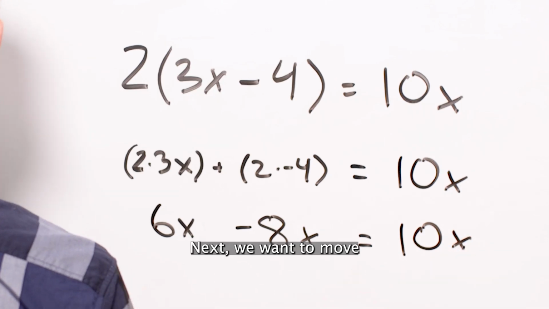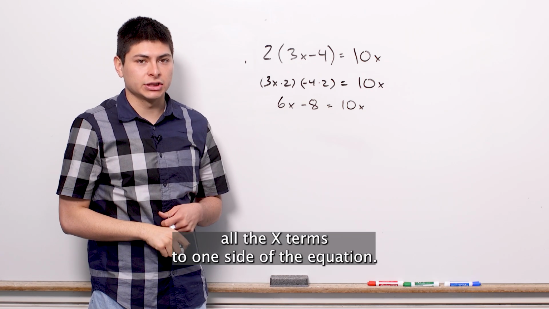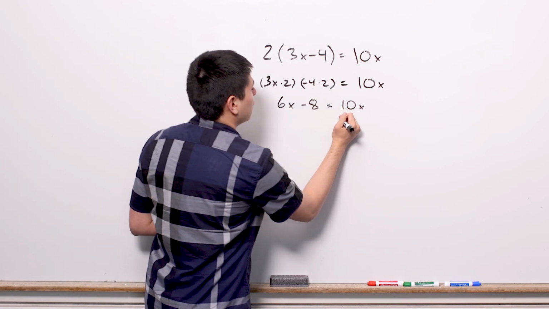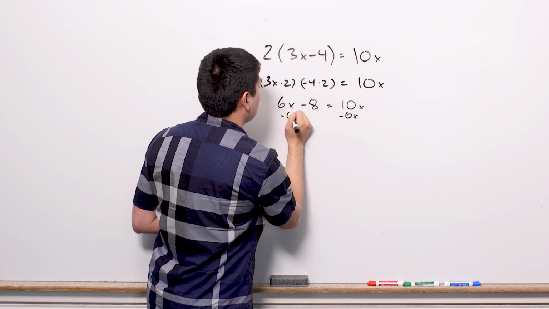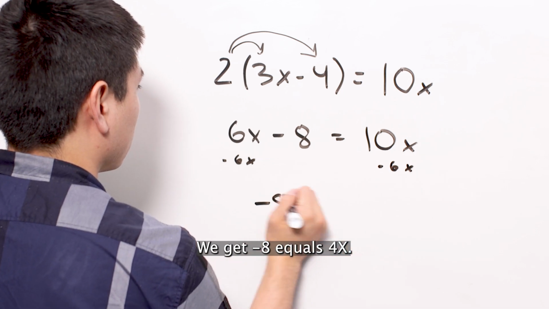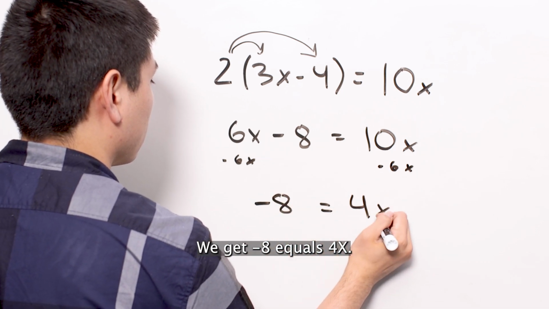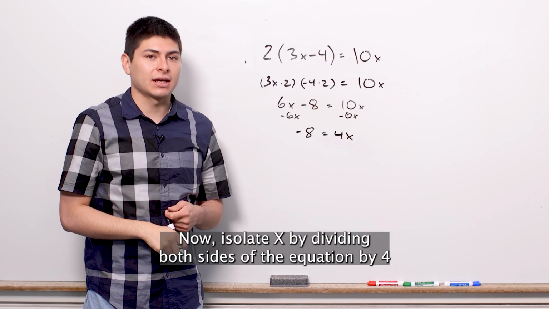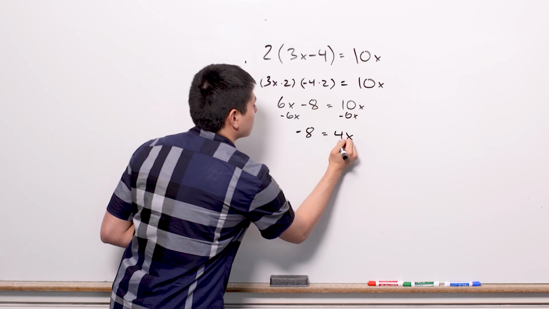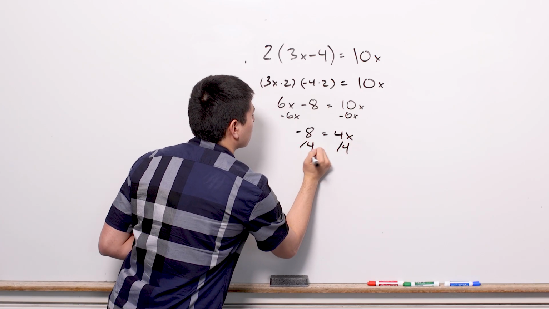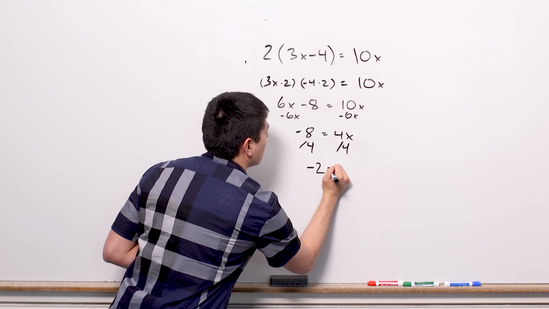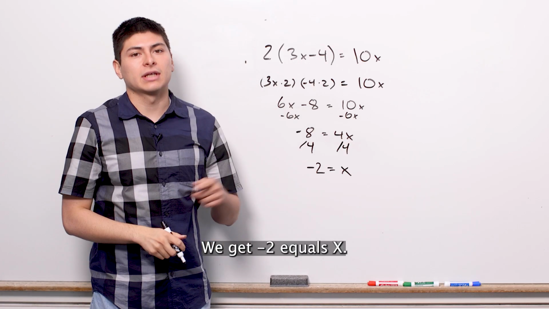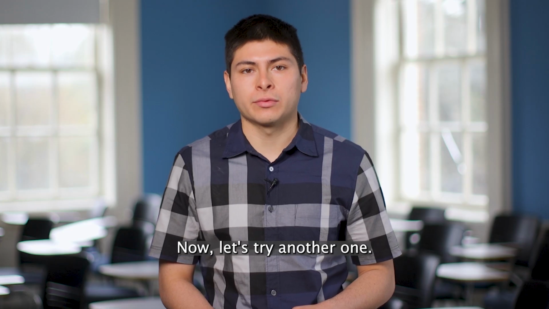Next, we want to move all the x terms to one side of the equation. To do that, subtract 6x from both sides. We get negative 8 equals 4x. Now, isolate x by dividing both sides of the equation by 4. We get negative 2 equals x. Now, let's try another one.